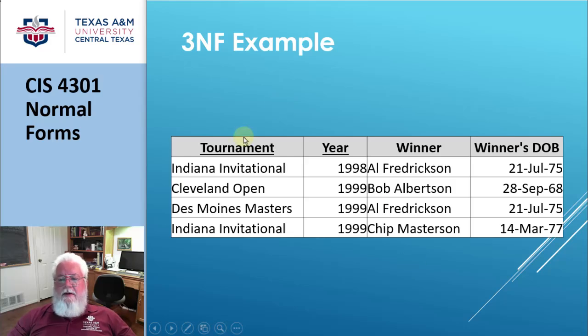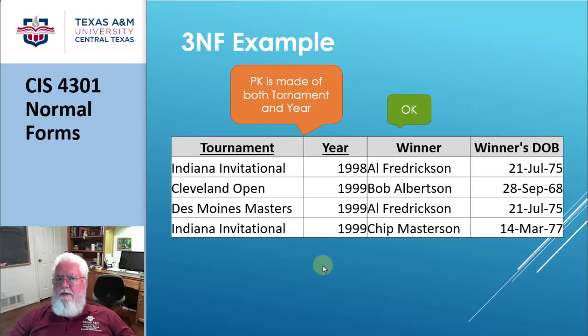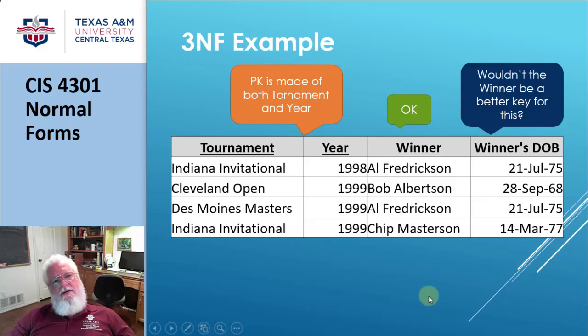All right, so let's do an example. So here we go. Here's a tournament and a year and who the winner is. So right off the bat, this is a compound primary key, right? A primary key made of both pieces. And the winner, yeah, because the winner clearly has nothing to do with the year alone or the tournament alone. It has to be the combination of the two. But can't you kind of look at this for a minute and see that the winner's date of birth really should be related to the winner and not the PK? Make sense? So just kind of eyeball this for just a minute.